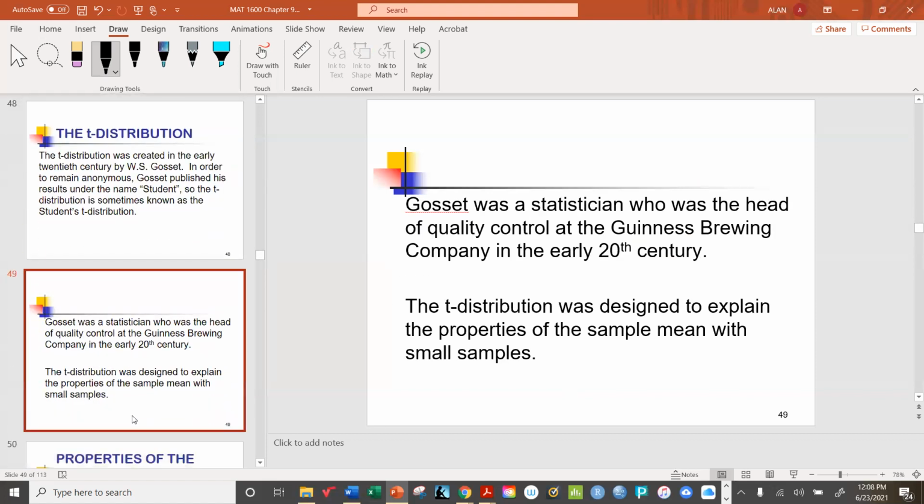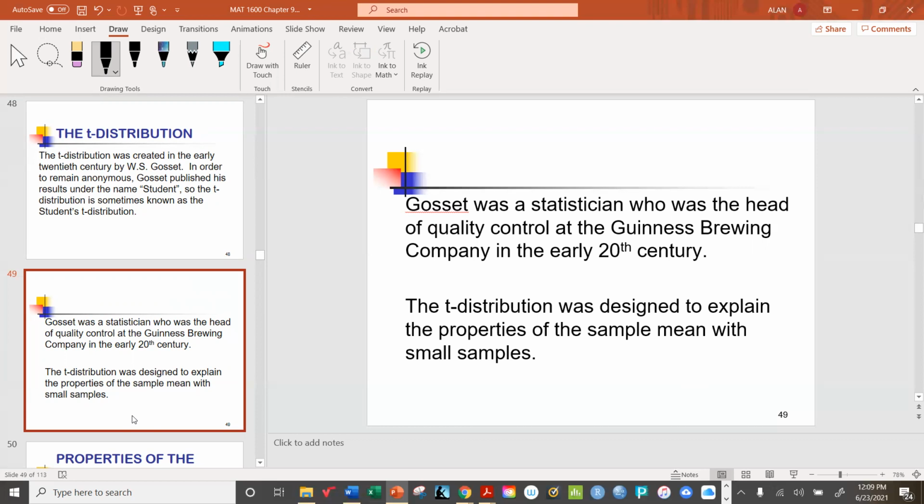Now, Gossett was actually the head of quality control at the Guinness Brewing Company in Dublin in the early 20th century. And the reason he had to publish his paper anonymously is that when he got to his job, his immediate predecessor had apparently been involved with industrial espionage. He was trying to sell trade secrets to other companies for money, of course. So when Gossett arrived at this position, he was told that he could publish his research if he wanted to, but not using his own name, because they didn't want anyone to know what they were actually doing at Guinness. In other words, it was meant to be proprietary information. So he was able to publish it, but he couldn't use his name on the paper, so he chose the name Student.